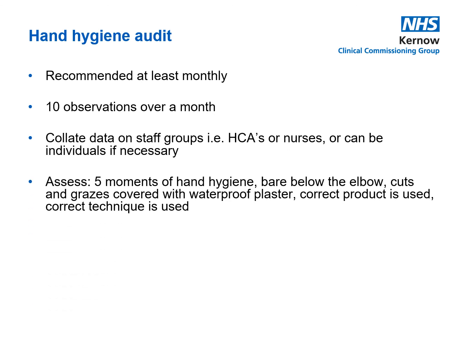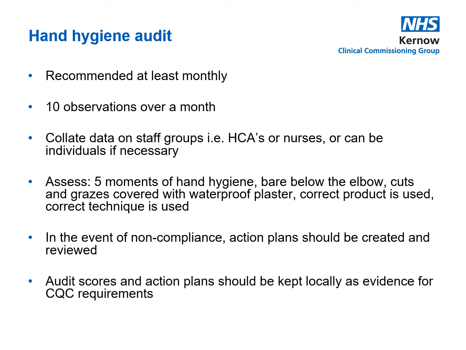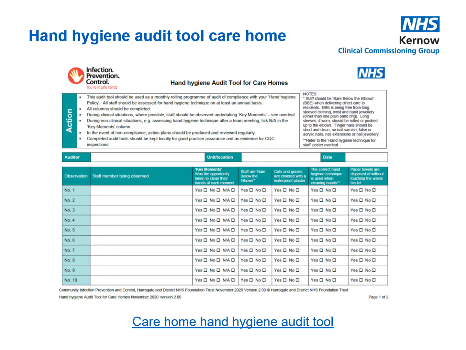The hand hygiene audit should assess the 5 moments of hand hygiene, whether the staff member is bare below the elbow, whether cuts and grazes are covered with a waterproof plaster, whether the correct product is used, and whether the correct technique is used. In the event of non-compliance, action plans should be created and reviewed. All audit scores and action plans should be kept locally as evidence for CQC requirements.